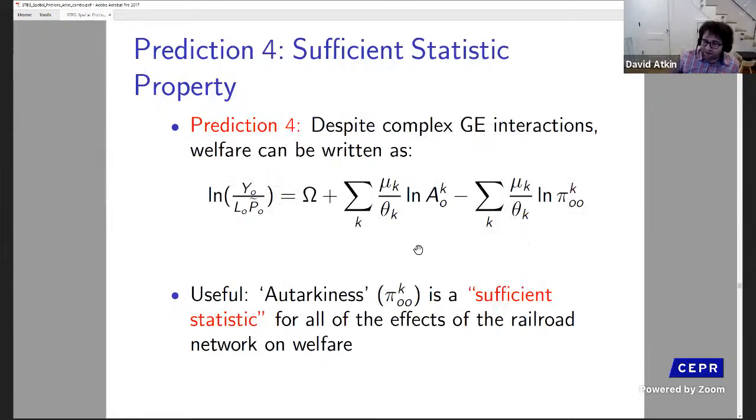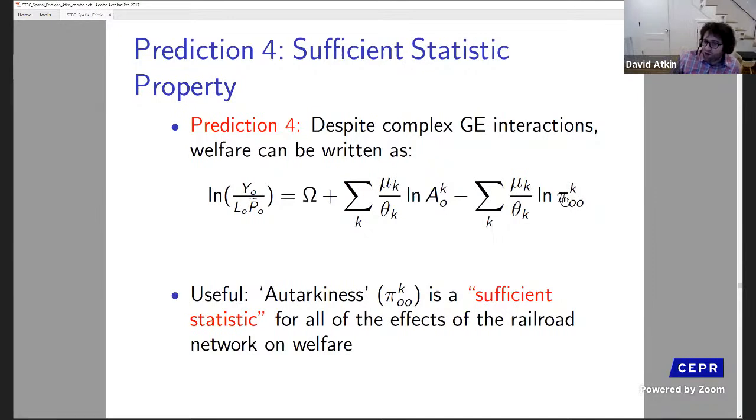And then the key test in the paper of whether what we find in those regressions is indeed coming about through trade flows is this model-derived expression for welfare, which says that despite all of these complex general equilibrium interactions, welfare can be written as a function of a constant, of something that depends on these productivity shocks, which I'm going to have a way to measure thanks to rainfall and the fact I have a mapping between rainfall and A. And I know the theta, and I can easily get the mu, which is just the Cobb-Douglas share spent on different goods.